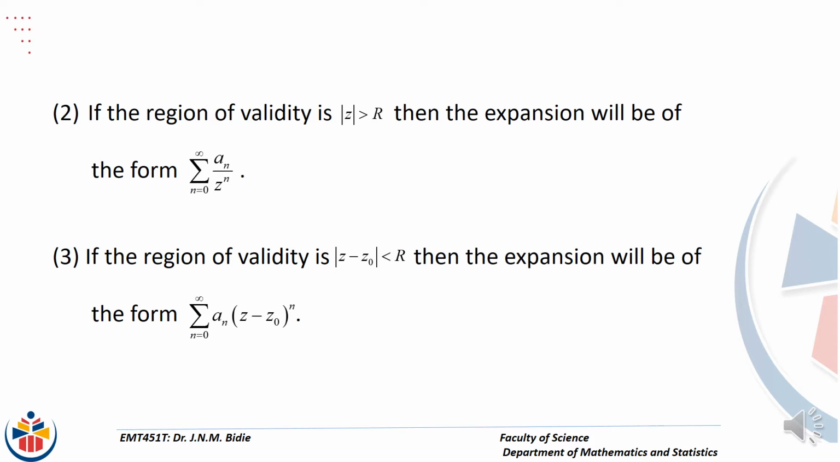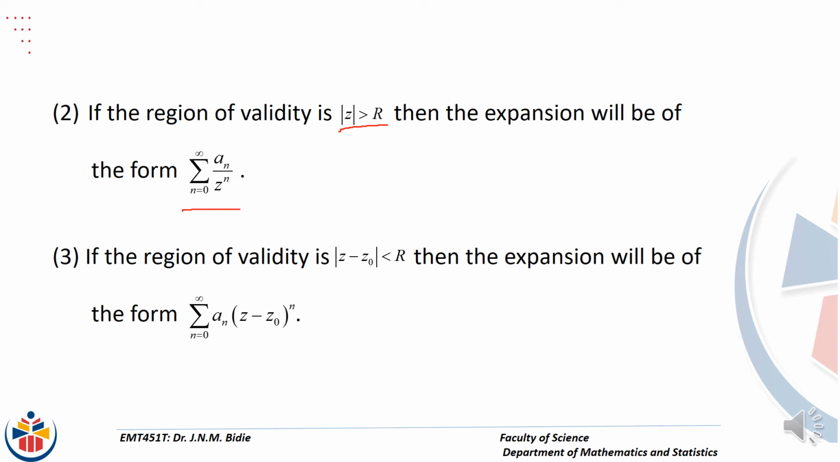Secondly, if the region of validity has been given to be greater than r, then in order for that function to converge, the expansion will make sure that the powers of z are negative. Hence, we have the expansion being of the form an divided by z to the power n, summed from n equal to 0 up to infinity.